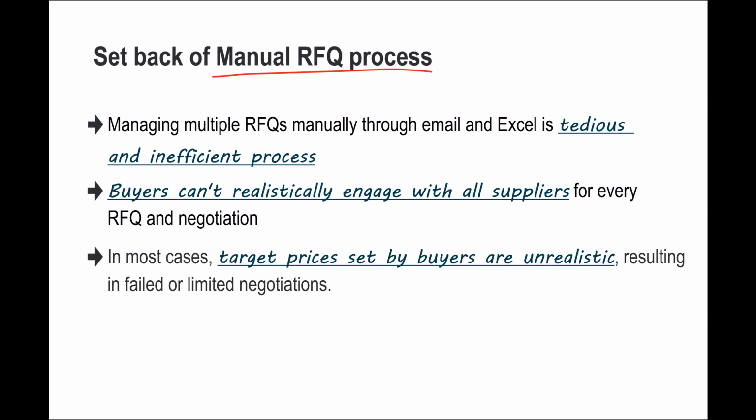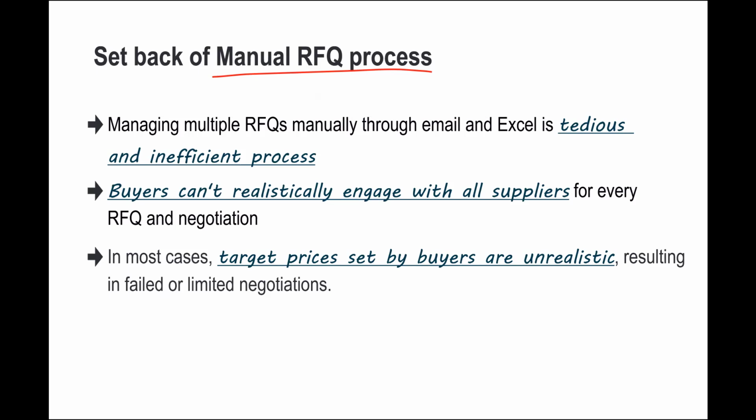In most cases, when buyers enter into negotiation, the target price given by the buyer to the supplier is also unrealistic. That results in failed or limited negotiation. For example, say you're buying a welding electrode, you have got a quote from multiple suppliers. The lowest cost is say 100 rupees a kg. You would call the supplier and say, can you give me my target? I'm getting a price at 80 rupees. Can you meet this price?